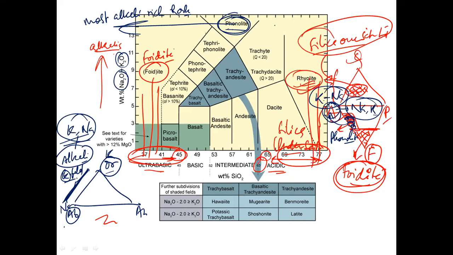Okay. Which is the most siliceous rock here? Rhyolite. And which is the least siliceous rock here? Foidite. So foidite is the least siliceous rock, rhyolite is the most siliceous rock, and phonolite is the most alkaline rock. Okay? Yes, sir.